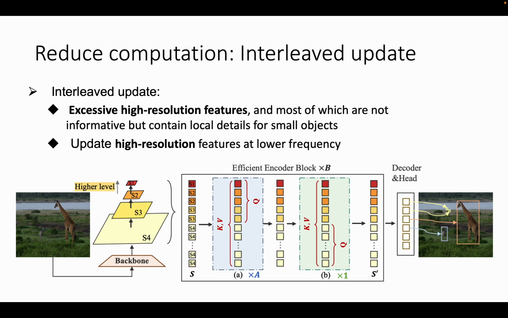As we can see in this framework, we use the low-resolution map as Q and all the other resolution maps as K and V, so the number of query tokens is reduced by a large margin, and the high-resolution maps only serve as queries to update themselves at very low frequency. For example, after a number of low-resolution updates, there will be only one high-resolution update.